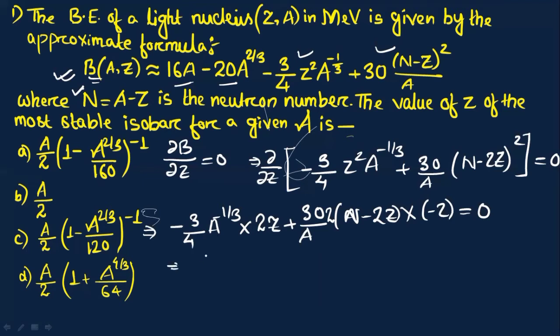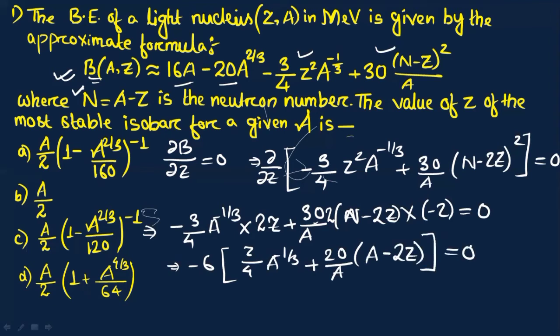Now from the first term and the second term, if I take minus 6 common, then you will have Z by 4 A to the power minus 1 by 3 plus, since you have taken 6 common, only 20 by A, and within the bracket A minus 2Z, same. So this is equal to 0. This minus 6 will become 0 when it goes to the right hand side. So finally you will have Z by 4 A to the power minus 1 by 3 plus 20 by A into A minus 2Z, equal to 0.